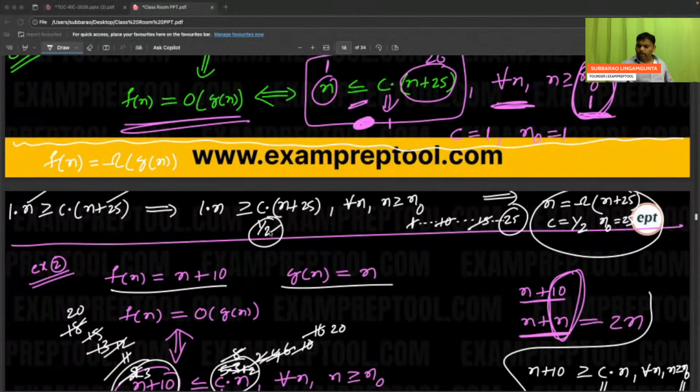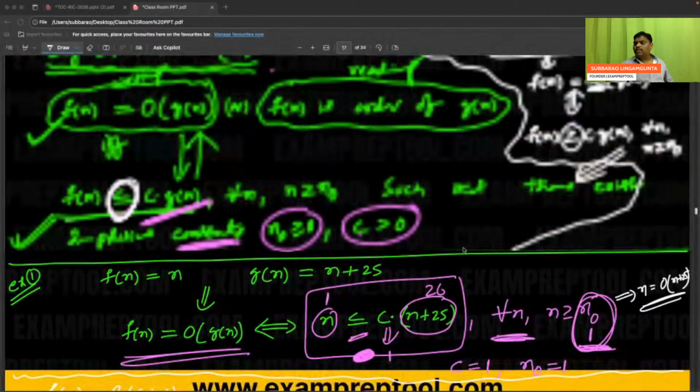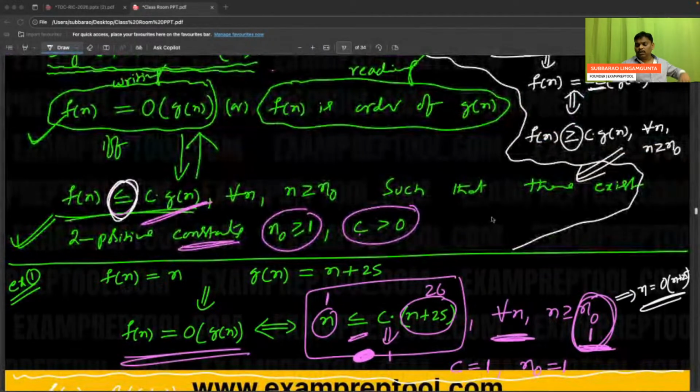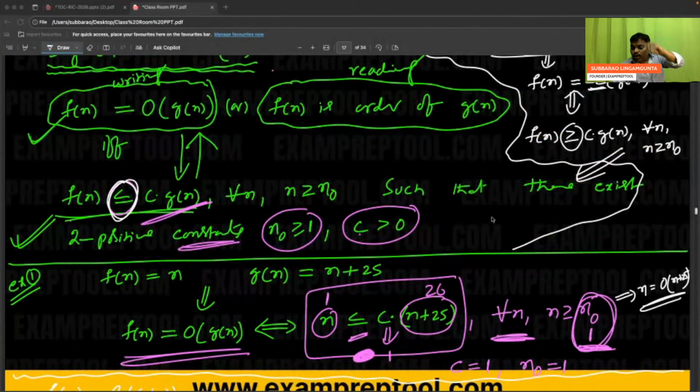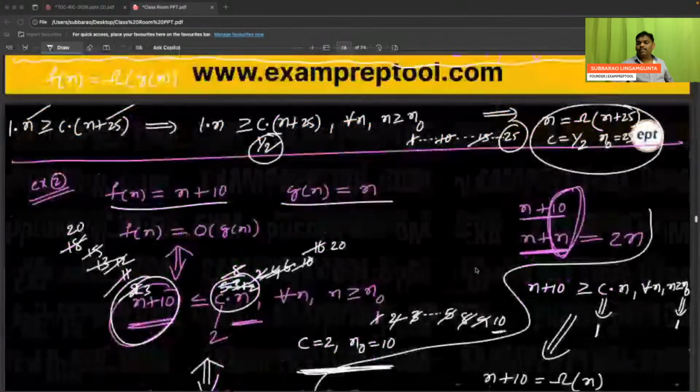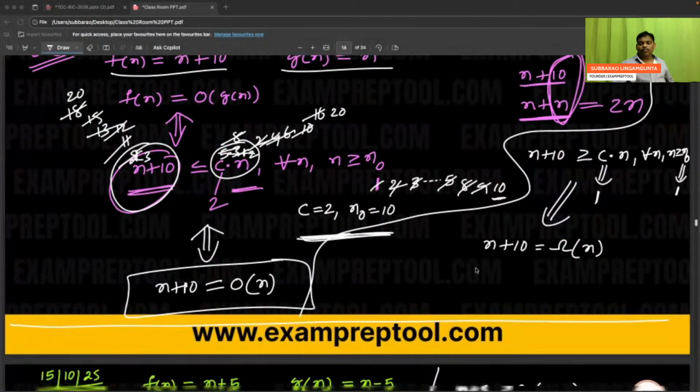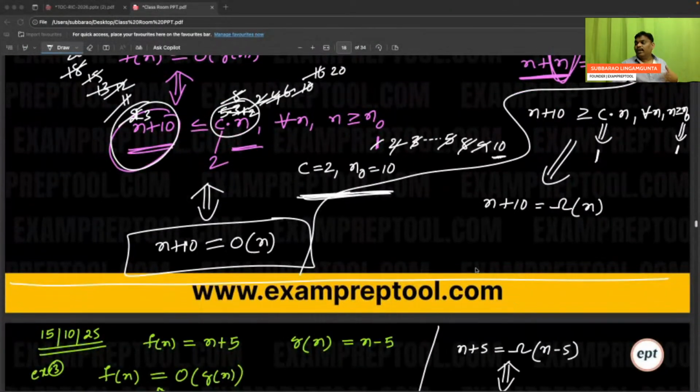If C value 1 by 2 works, then 1 by 3 also works. There exists some constant. If you can find one constant, you need not find so many constants. Find one constant in big O or omega. Your goal is to find one constant which can solve your problem. Please remember, find one constant which can make the left bigger, that is called omega. Find one constant which can make the right bigger, that is called big O.